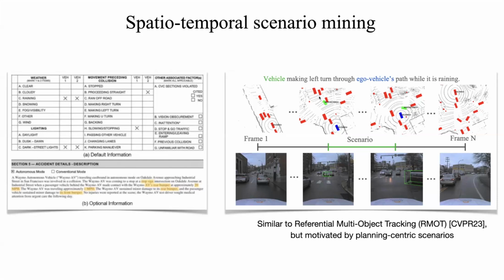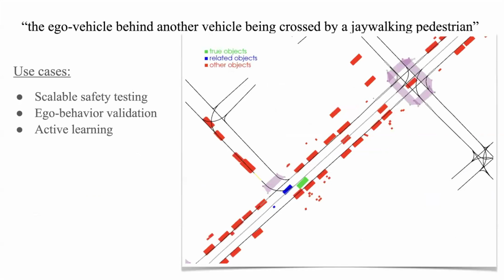One of the things that Nihar and Kanan did, I'll give another example of these interesting prompts: an ego vehicle behind another vehicle being crossed by a jaywalking pedestrian. These are all prompts that are motivated from a planning centric perspective, in the sense that we want to be able to validate and train a planner on this kind of data. So the first thing we want to do is find these needles in a haystack in large data sets.